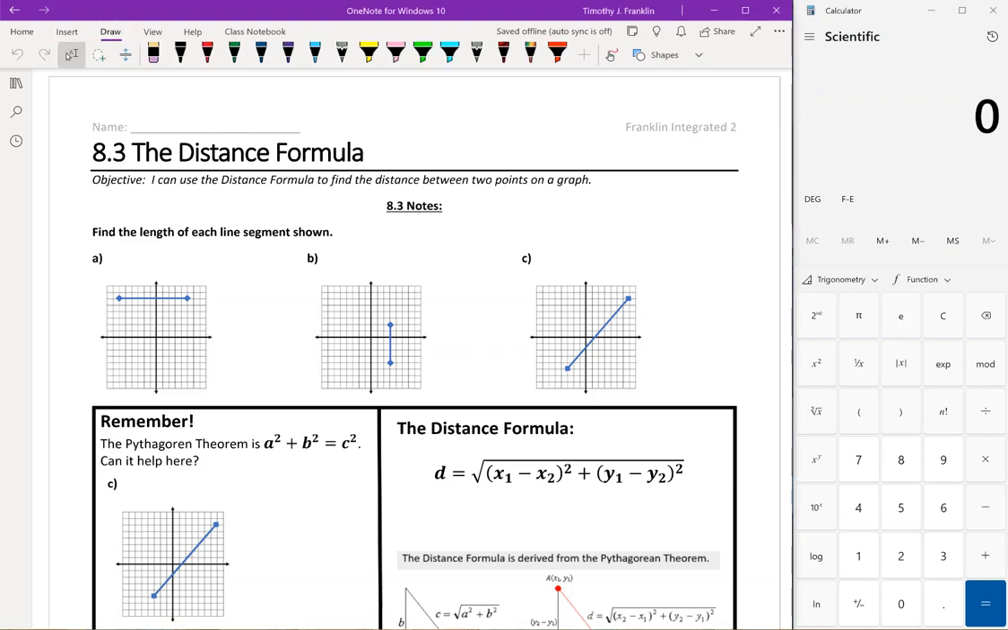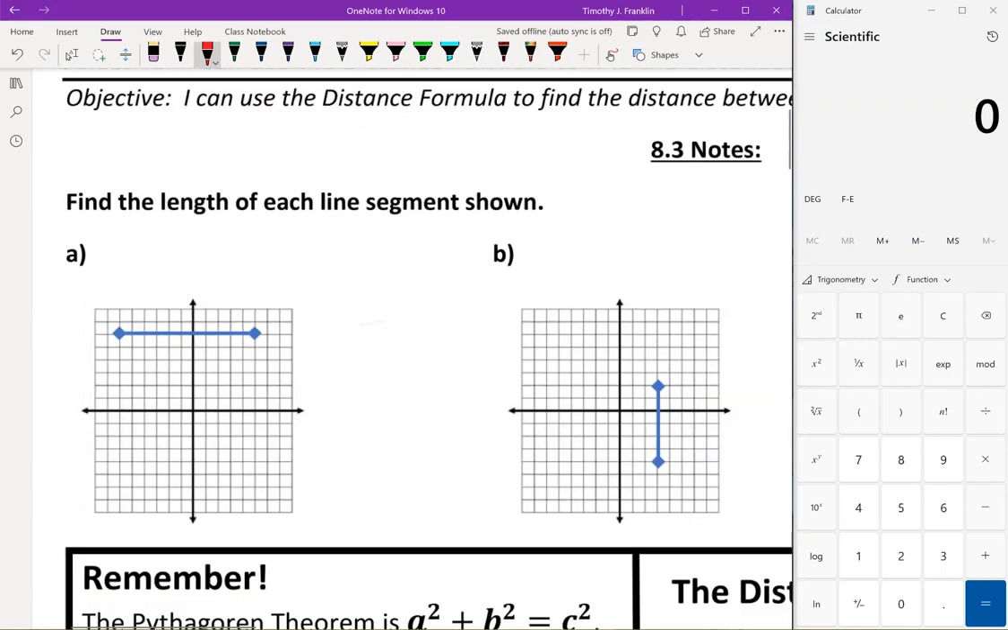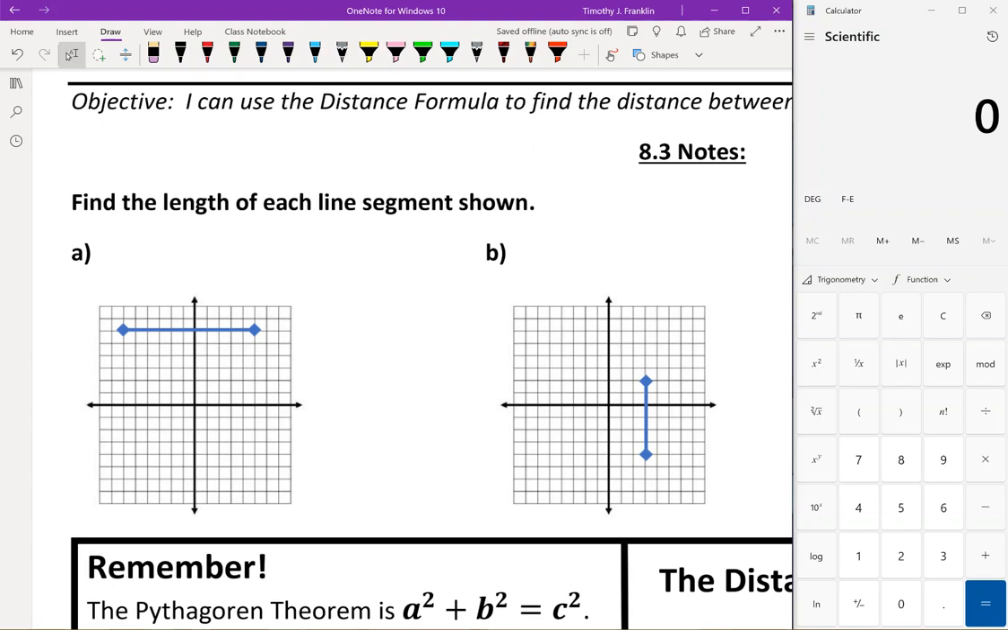All right, in today's notes, we're going to look at what's called the distance formula. And it is a way that we can find the distance between 2 points on a graph. Now let's first look at some examples where we can just count and see how long a line segment is.